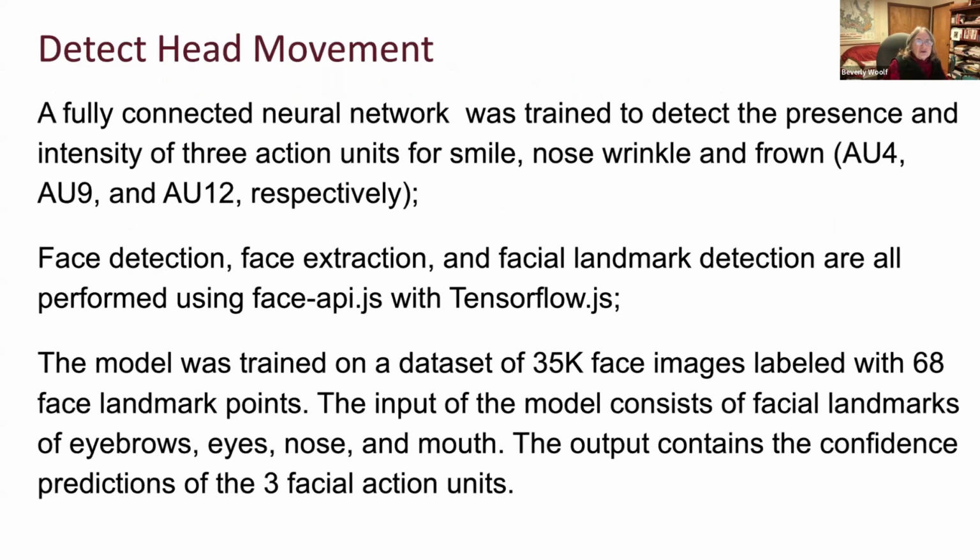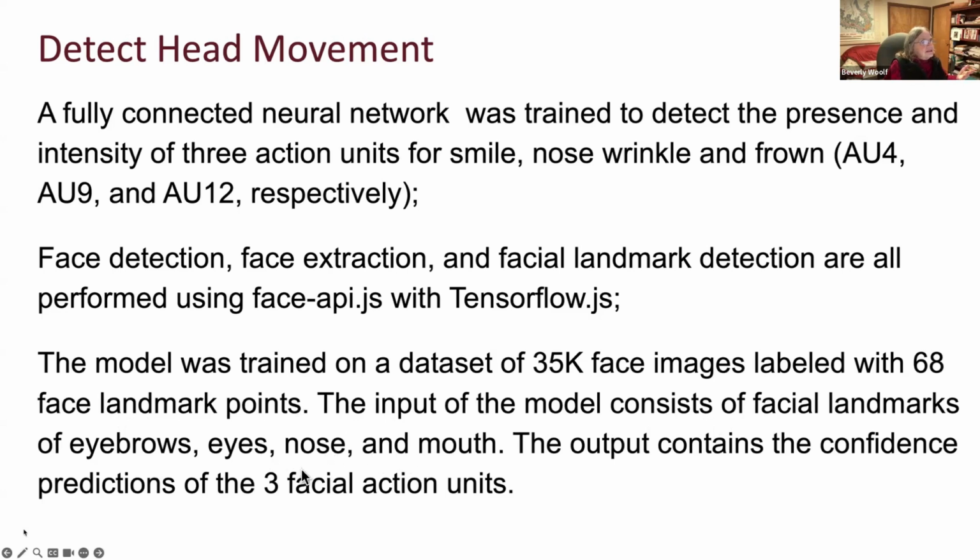So we've used a fully connected neural network trained to detect the presence and intensity of the 3 action units. So we've decided on AU4, frown, AU9, nose wrinkle, and AU12, smile. And we're putting those together to see if just doing that will predict what the student is going to do, et cetera. And we use TensorFlow, and the model is trained on a data set of 35K face images labeled with 68 face landmark points. And as I said, it's eyebrows and nose, et cetera.